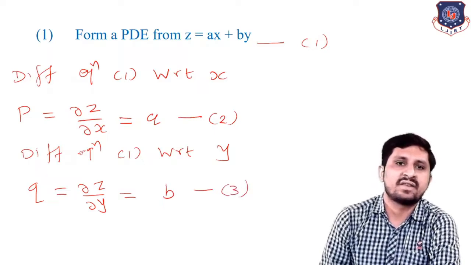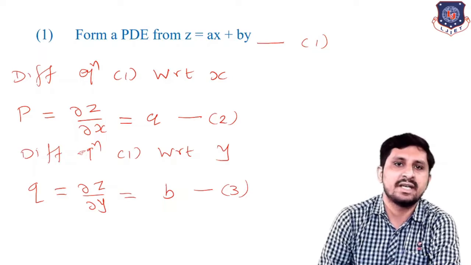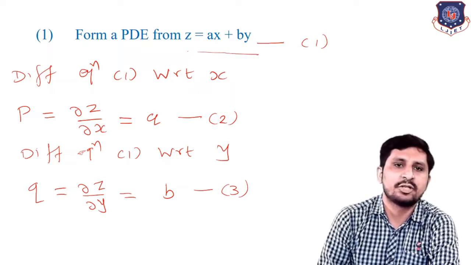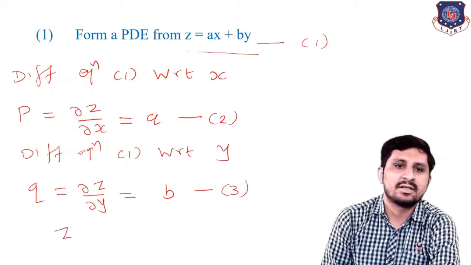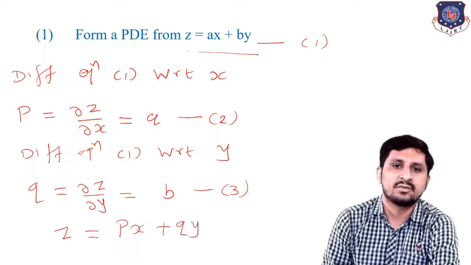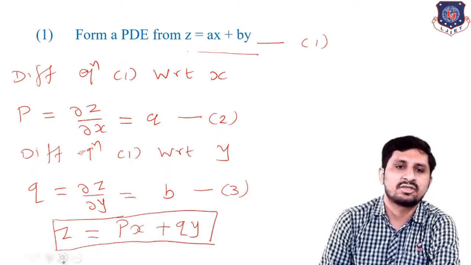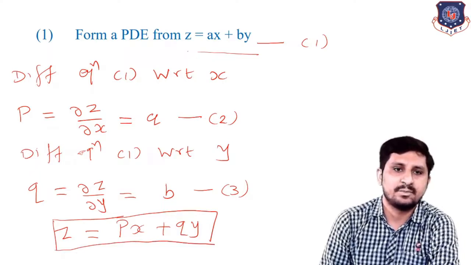Now I want to make a partial differential equation from this equation, Z is equal to Ax plus By. Now put A is equal to P and B is equal to Q in equation number 1. So that's why our partial differential equation is nothing but Z is equal to Px plus Qy. Okay, so now this is our partial differential equation of first order, and Z is equal to Ax plus By.